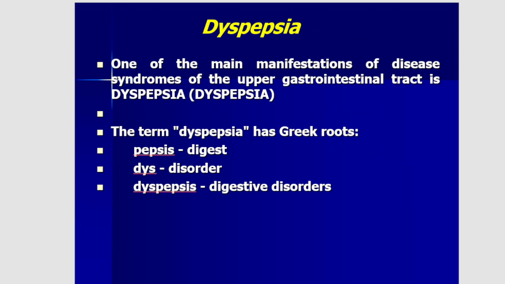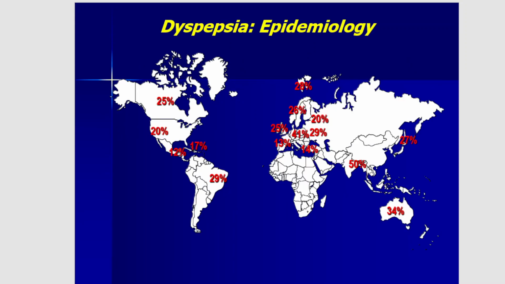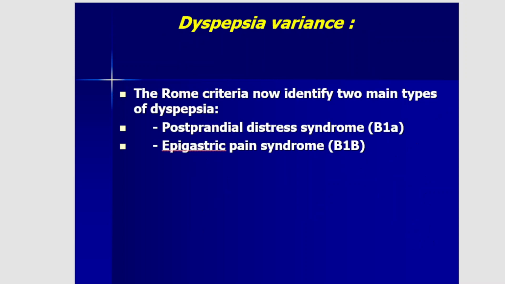Next, the disease dyspepsia. According to translation from Greek, pepsis means digest, so dyspepsia is a digestive disorder. It's not a rare disease in the world, as you see in this picture. Variants according to Rome criteria: postprandial distress syndrome and epigastric pain syndrome.